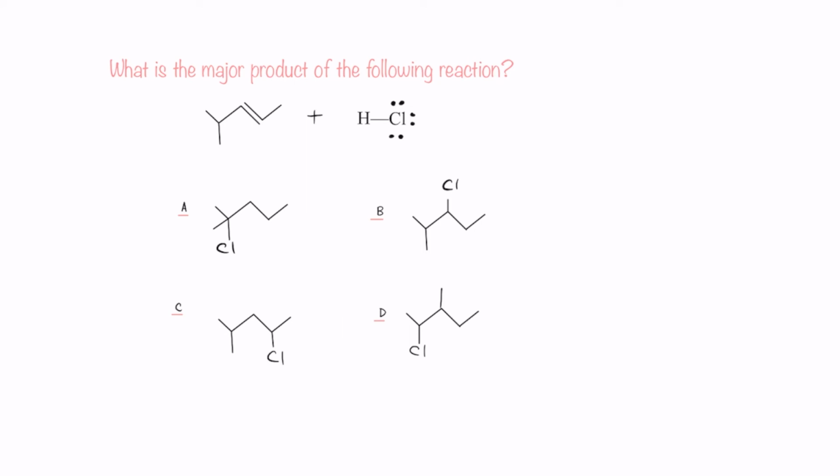Now here's a multiple choice question for you. What is the major product of the following reaction? And so now you have hydrochloric acid. And don't freak out, chlorine is just like bromine. They react both the same way because they're both halogens. So it's going to be the same exact mechanism.